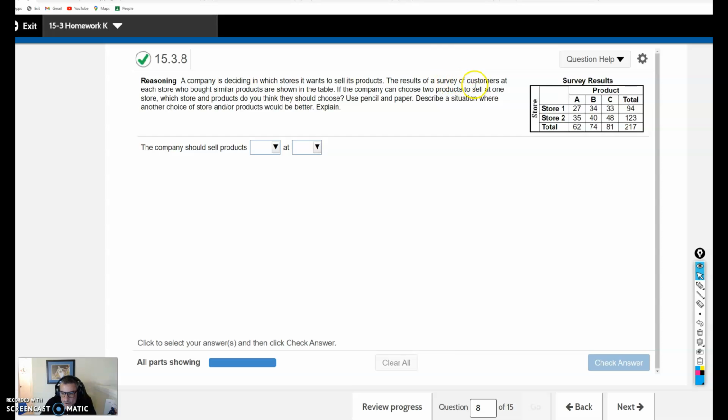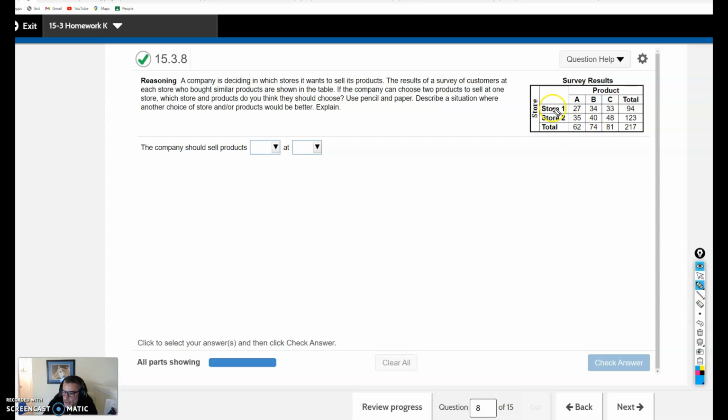The results of a survey of customers at each store who bought similar products are shown. If the company can choose 2 products to sell at one store, which store and products do you think they should choose? Okay, so let's look at this table here.